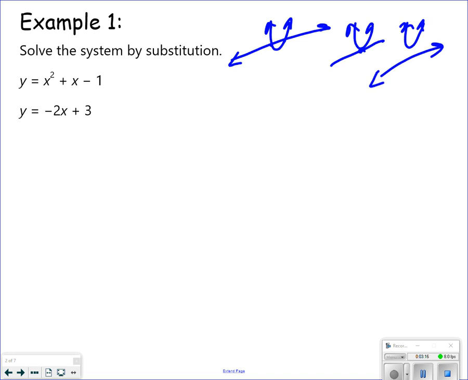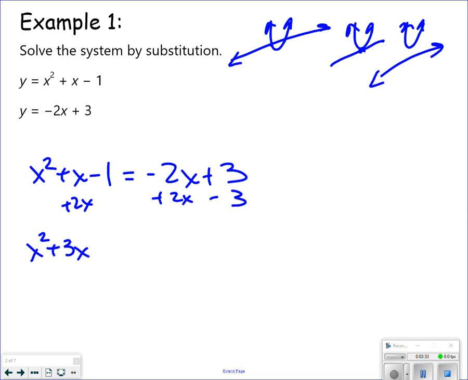So if y equals x squared plus x minus 1 and y equals negative 2x plus 3, just like I did in the previous slide, if they both equal y, then I can set them equal to each other. I'm going to add 2x to both sides.